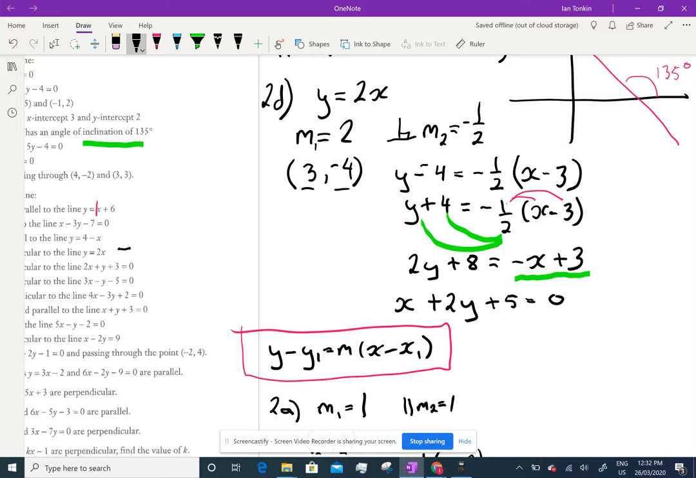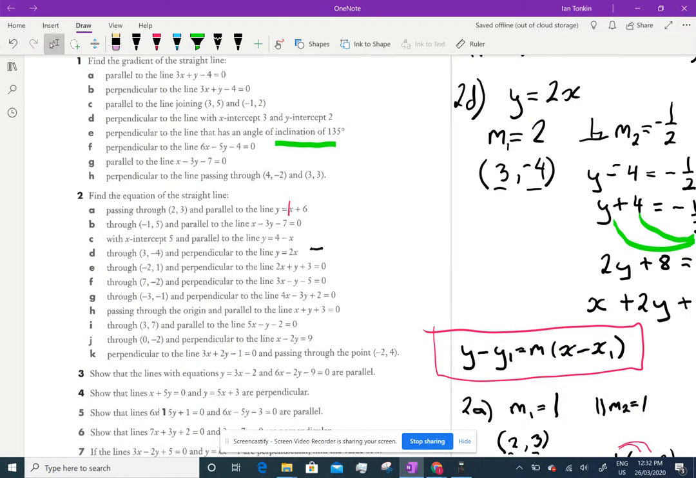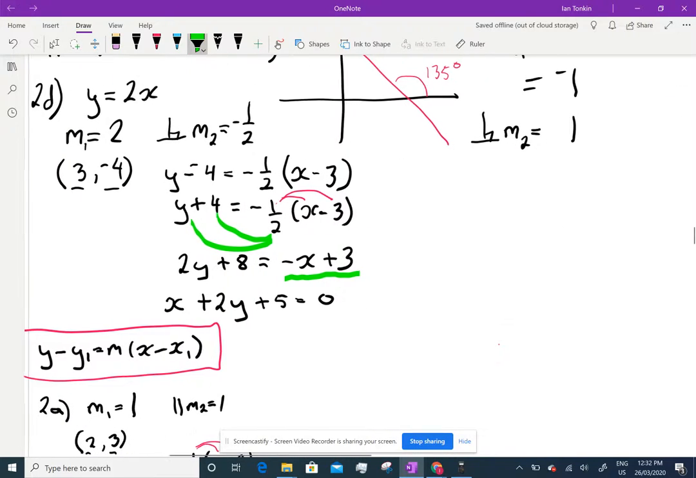Now, all of those are going to be very similar. As soon as you find the gradient, you just use your gradient formula. This one here, your point gradient formula. And it's so easy. I will do one more. I'll do k, but you should go and have a go yourself. So here's 2k.